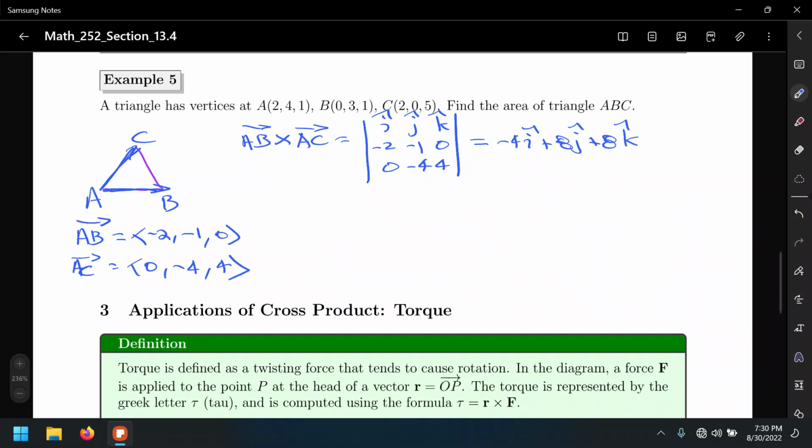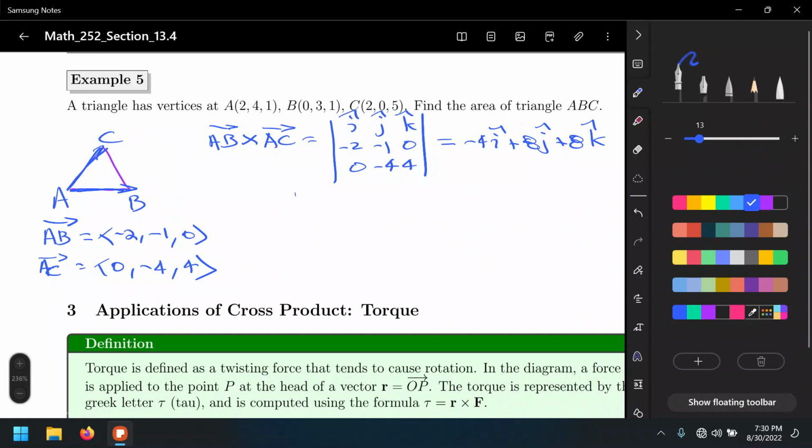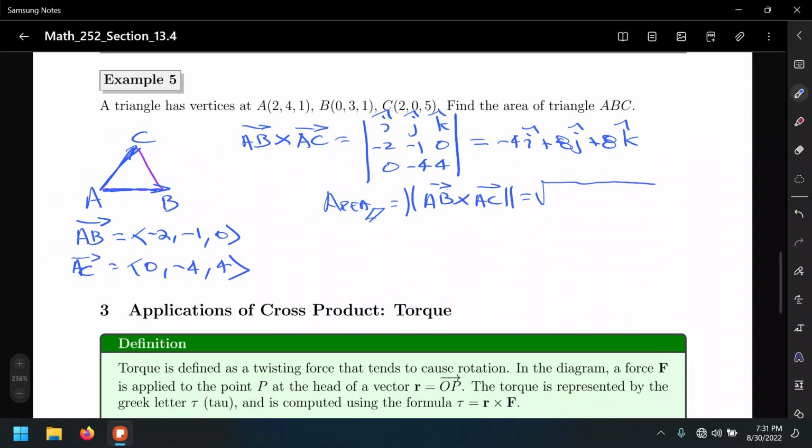All right. So that's the cross product of the vectors. That's the vector that is orthogonal to both AB and AC. The magnitude of that new vector that we obtained is going to give us the area of the parallelogram spanned by those two vectors. So number one, the area of the parallelogram is going to be the magnitude of AB cross AC. And that should be the square root of negative 4 squared plus 8 squared plus 8 squared. In this case, this will be the square root of 144, which reduces nicely to the number 12.